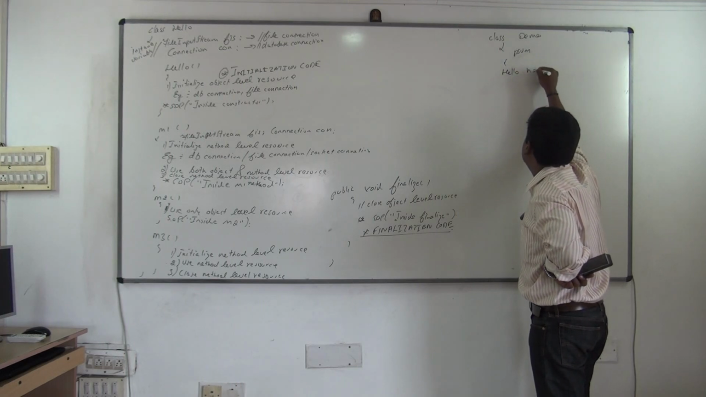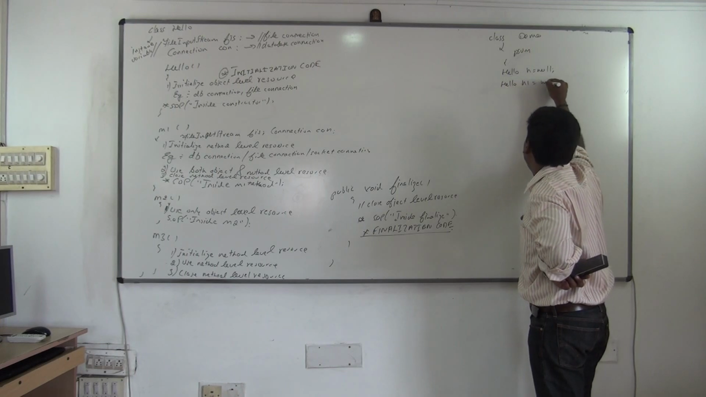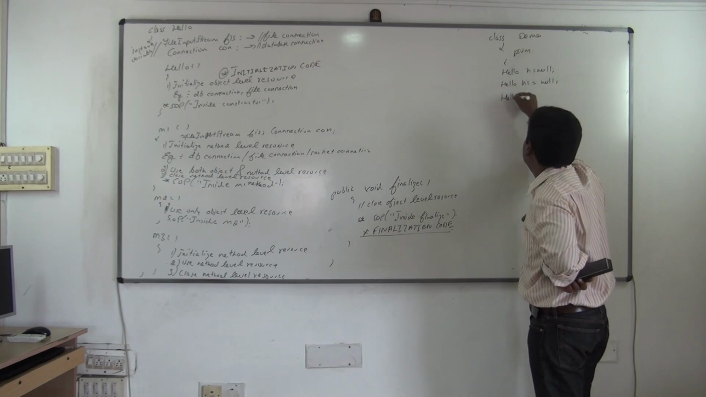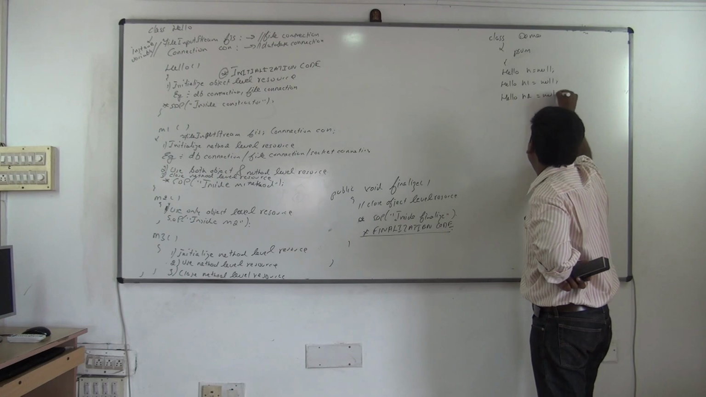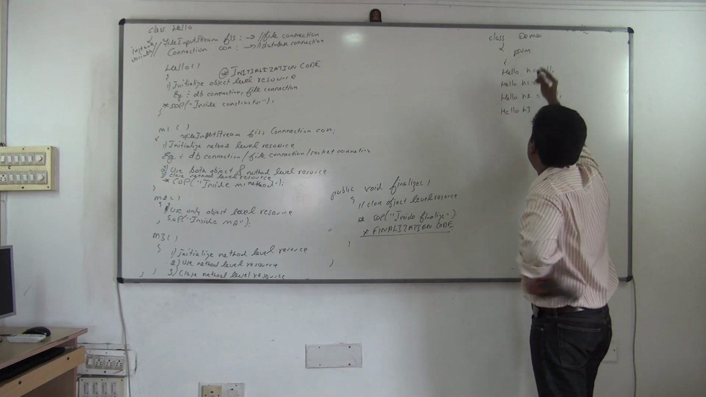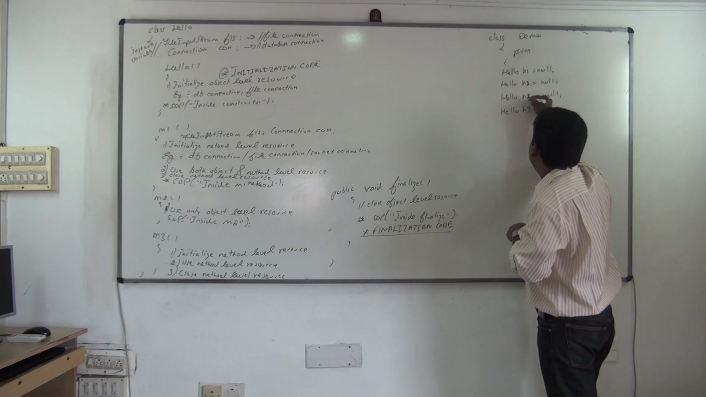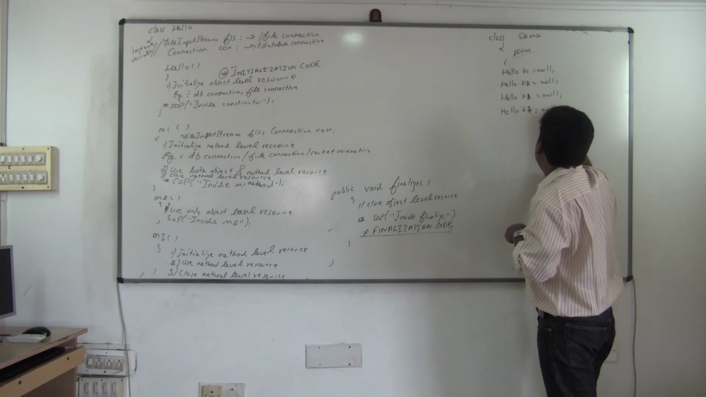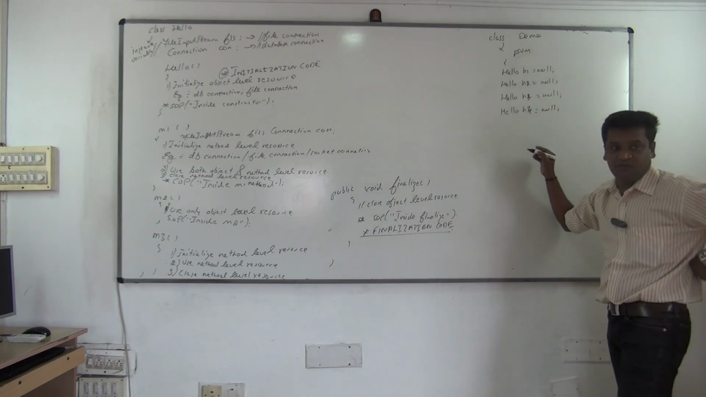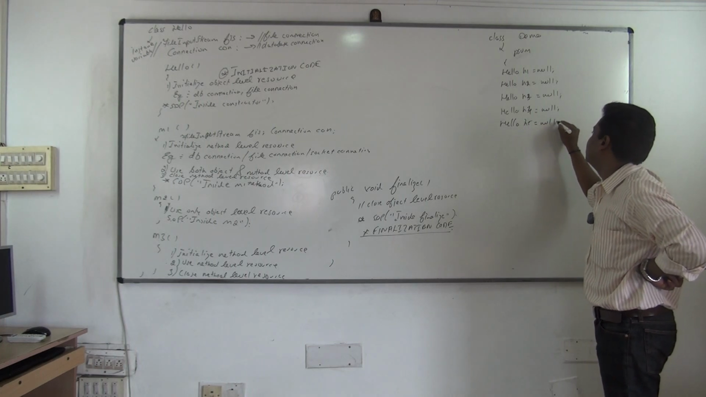Hello H is equal to null. Hello H1 is equal to null. Hello H2 is equal to null. Or I'll rename it starting from H1 only. This is H1, H2, H3, H4. So there are 4 variables, H1, H2, H3, H4. Okay, I'll create one more, H5 is equal to null.